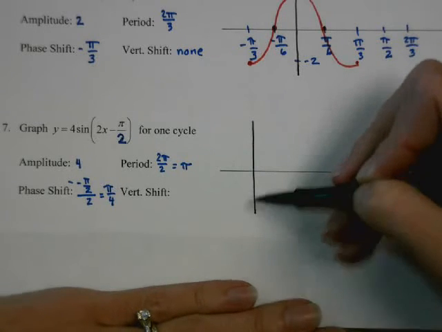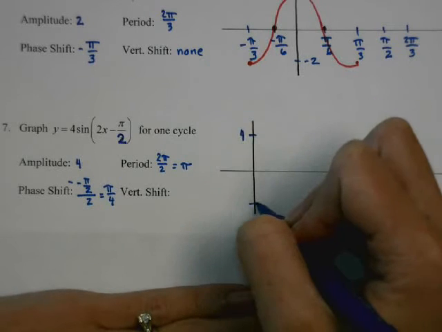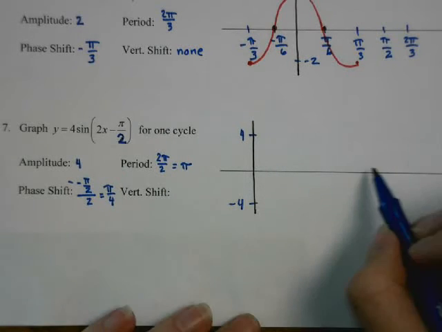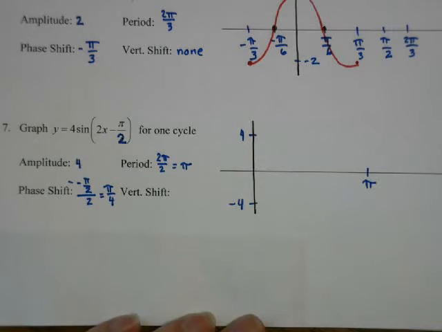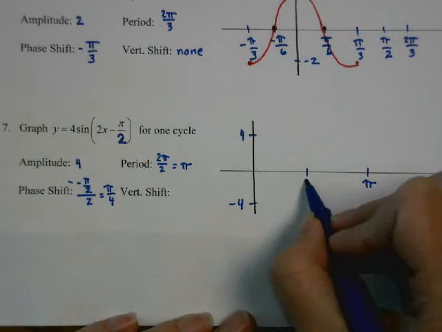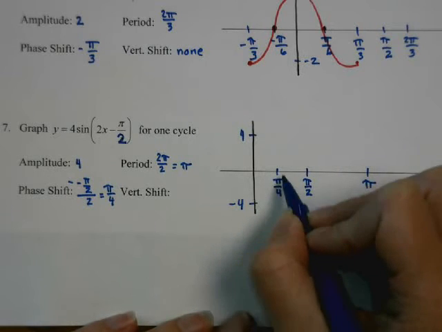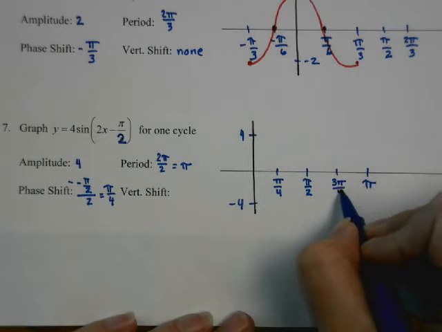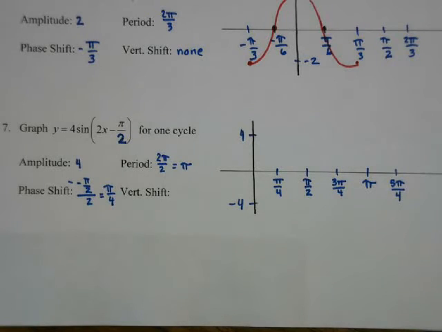So I'll go ahead and put my y-axis here. We're going up to a maximum of 4, a minimum of -4. I'm moving it to the right, so I'm going to leave a little bit of extra space past the pi. So my period is pi. Split that up into 4 pieces, so half and half. So pi over 4, 2 pi over 4, 3 pi over 4, 4 pi over 4, and I'm going to continue 5 pi over 4.